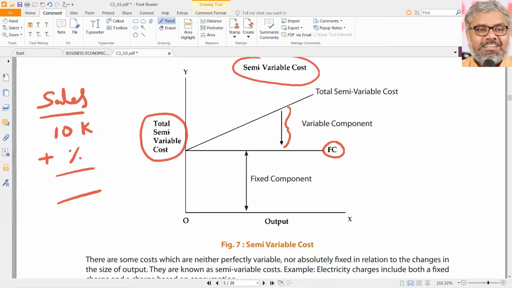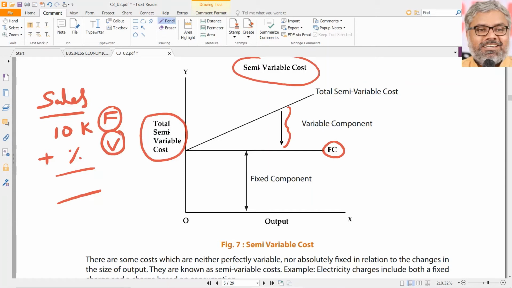Which means what? There is a fixed component also, which is 10,000. There is a variable component also, which is the commission that they get as a percentage of sales achieved by them. That is an example of semi-variable cost. Of course, for the salesman, it might be income. Naturally, for the company which is paying this, it is a cost only, right?